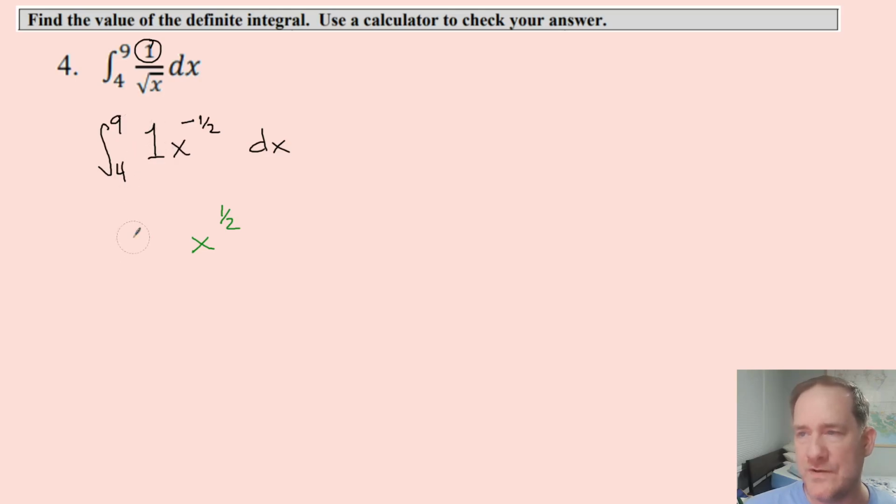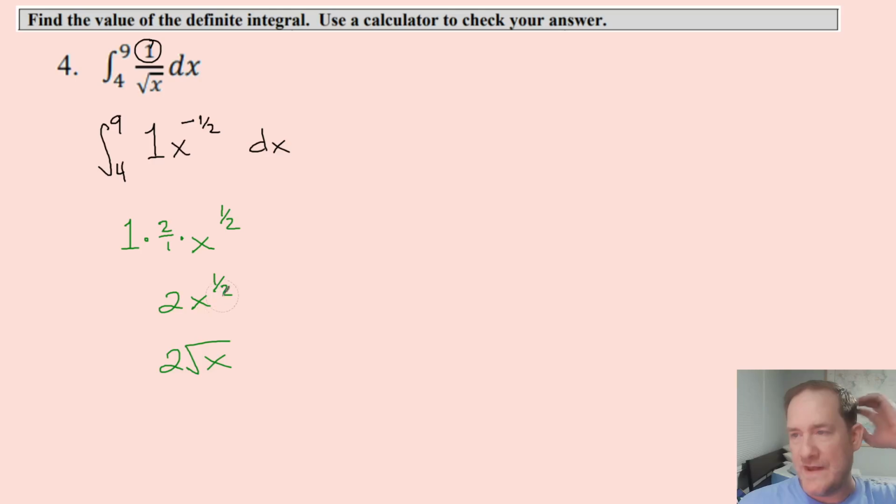Now we had a coefficient of 1. We know we want to multiply by the reciprocal of our new exponent, so we're actually multiplying by 2 over 1. So our final antiderivative should be 2 times x to the 1/2. And I lied when I said our final antiderivative, because it should really be 2 root x. We want to turn that rational exponent back into a radical, because we started with a radical. But that's it. This guy's our antiderivative.